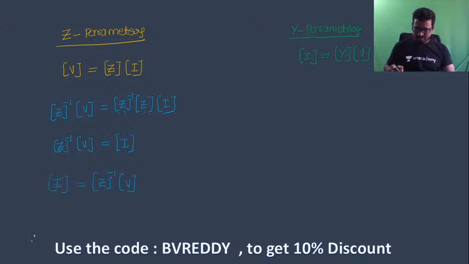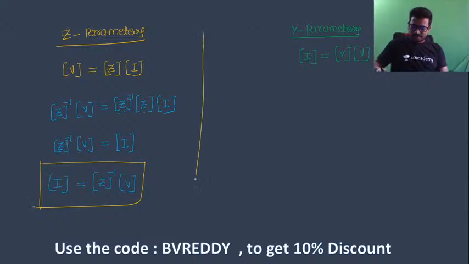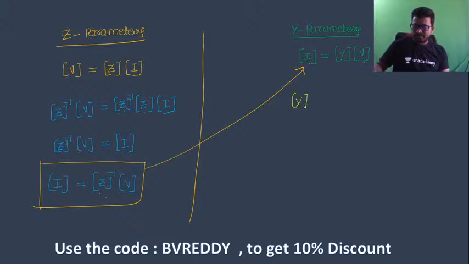Understood this? Now can I compare this relation with this relation? If I compare these two, see what I will get. By comparison, for the I matrix, the Y matrix is equal to Z inverse. Y matrix equals Z inverse.